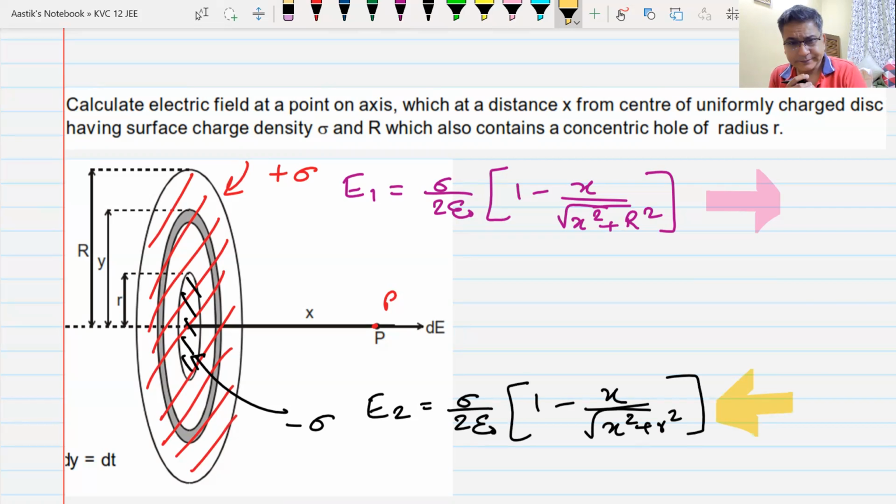Do you understand this? Yes, sir. That's your answer. You have to add them vectorly. One is going in this direction, the other one is coming in this direction. You have to add them vectorly. So what is the answer?